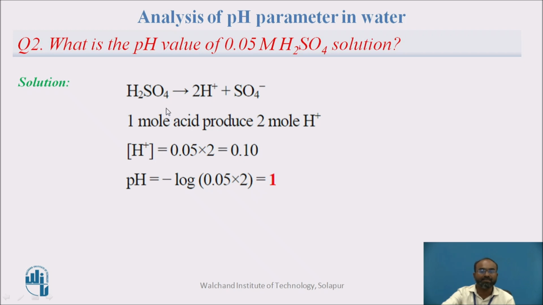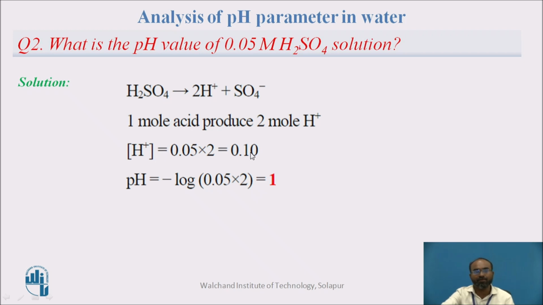As we know, 1 mole is producing 2 moles, so for 0.05 molarity, as molarity is directly proportional to moles, we can say 0.05 moles of H2SO4 is producing how many moles of H plus ions, or concentration, which is in molarity. So it will form 0.05 multiplied by 2, because it is producing 2 moles of H plus ions per 1 mole. So it comes to about 0.1.